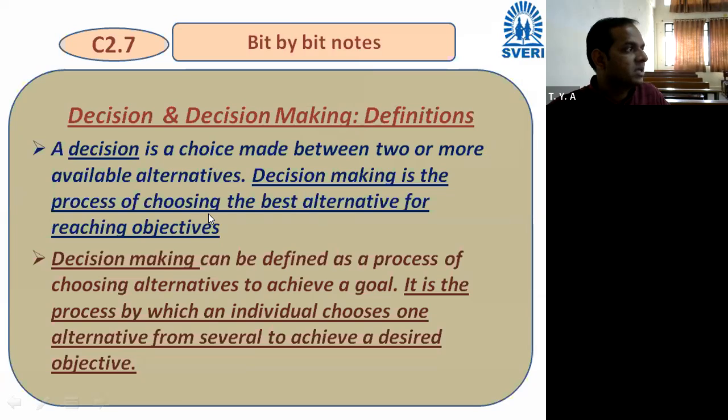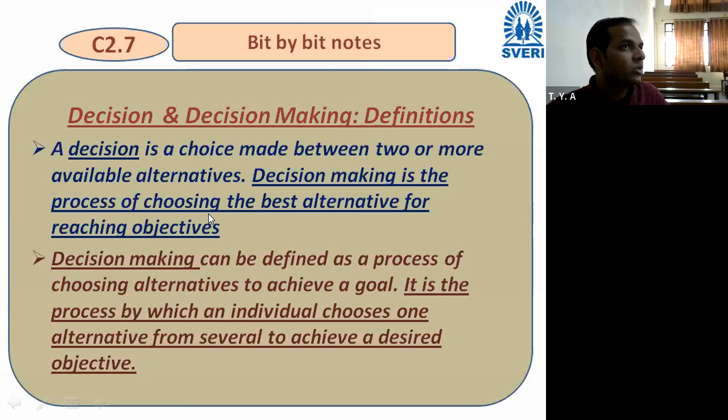So why is decision making important in planning? Because this point belongs to planning itself. We discussed planning aspects, but in planning, decision making is very essential, because you are choosing the alternative course of action. In decision making, you are choosing the best alternative, and for what purpose? You have to reach the objective. In planning, whatever objective you have decided, you have to reach it. So for that purpose, your decision making should be proper.